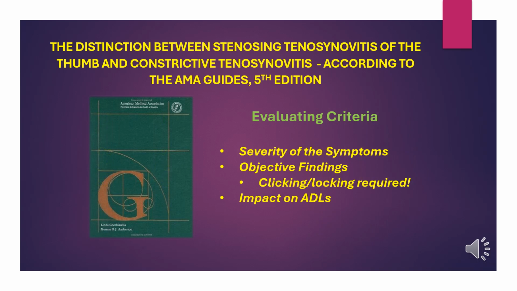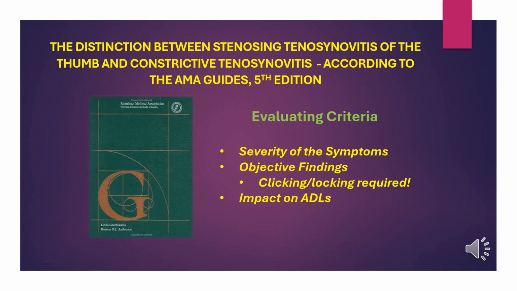The AMA Guides outline very specific criteria for evaluating impairment caused by constrictive tenosynovitis. These criteria include, first of all, the severity of the symptoms. So the extent of the pain, the swelling, and the functional limitations that are actually experienced by the examinee. Then also objective findings. The clinical examination findings, such as the presence of the catching or locking of the tendon, are actually a requirement for a consideration of permanent impairment.